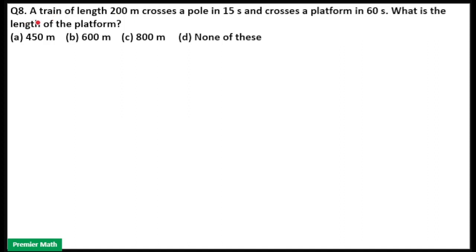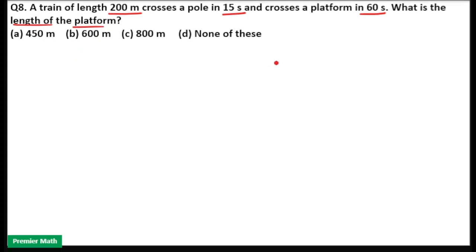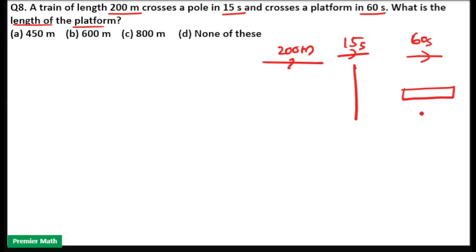Next is question number 8. A train of length 200 meter crosses a pole in 15 seconds and crosses a platform in 60 seconds. What is the length of platform? Here, train of length 200 meter is passing a pole in 15 seconds and it is passing a platform in 60 seconds. So we need to find out the length of this platform. Here you can see same train is passing pole and platform.